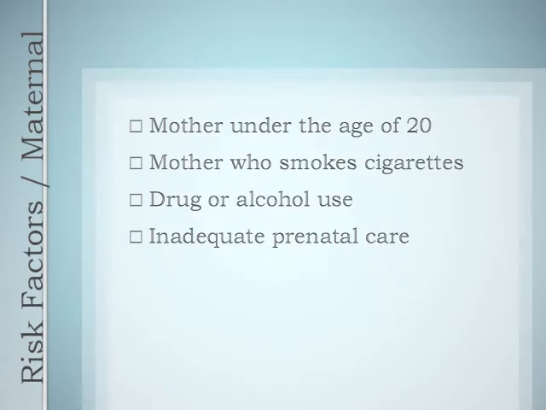Maternal risk factors. Mothers under the age of 20, they may be poor, they may have a lack of social support. Mothers who smoke cigarettes, even if they smoke outside, the smoke is still on their clothing, their hair, and their skin. Drug or alcohol use, inadequate prenatal care.